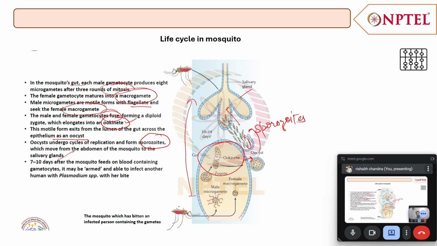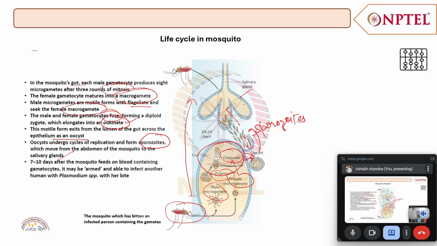Now the mosquito has taken the blood meal from a human that has the male microgamete and the female macrogamete. The female macrogamete has a macro oocyte. Then the male gamete fuses with the macrogamete, forming a zygote that elongates into the ookinete. The ookinete becomes motile and forms an oocyst. This oocyst develops into sporozoites that travel from the abdomen to the salivary gland.